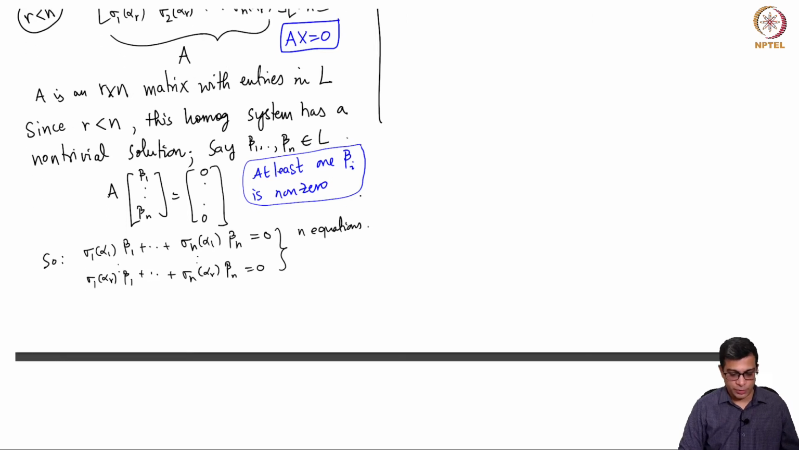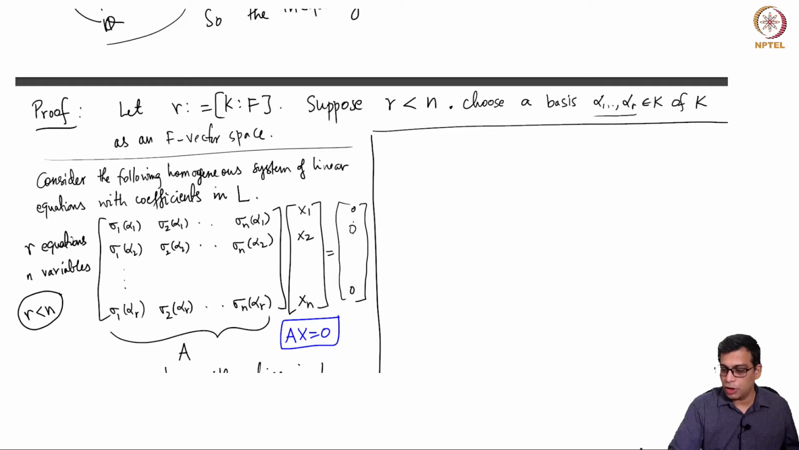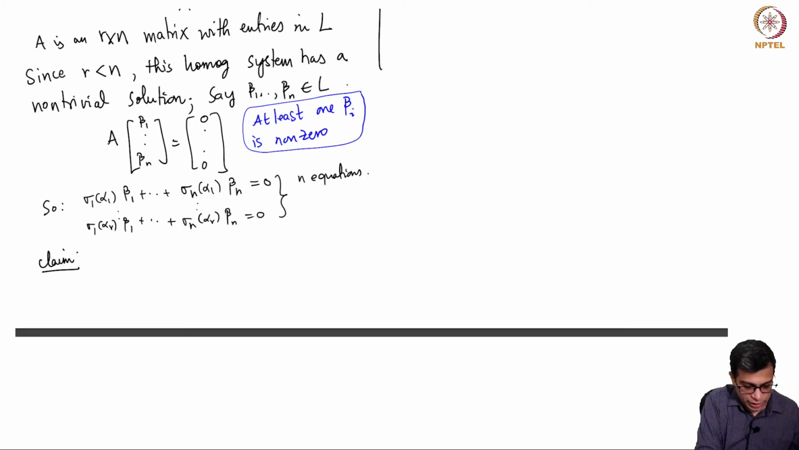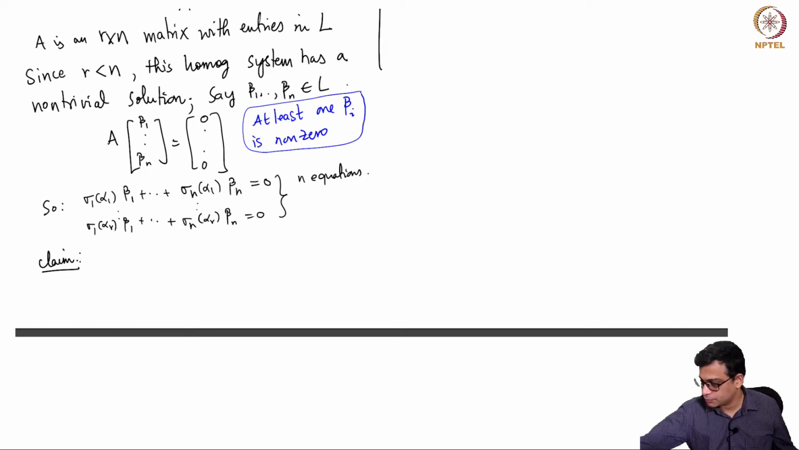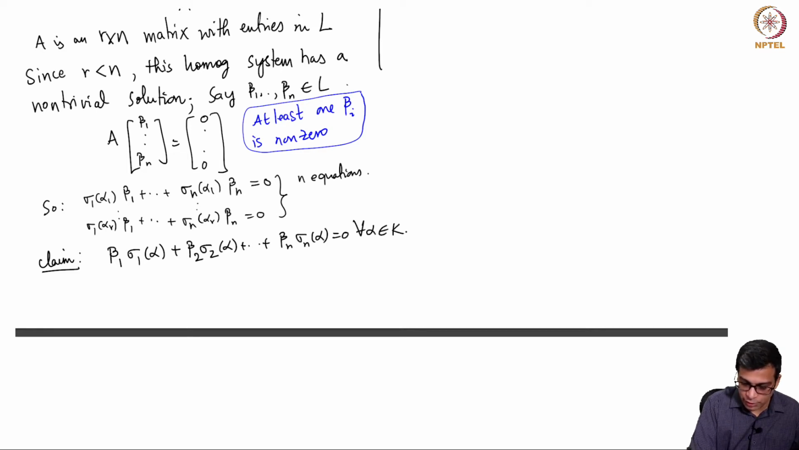Okay, so now the goal is to play with this linear system and conclude a contradiction. So what we are going to claim, so maybe I'll squeeze the claim here. Claim is, we are going to claim that beta 1 sigma 1 alpha plus beta 2 sigma 2 alpha plus dot dot dot plus beta n sigma n alpha is 0 for all alpha in K. That's my claim.